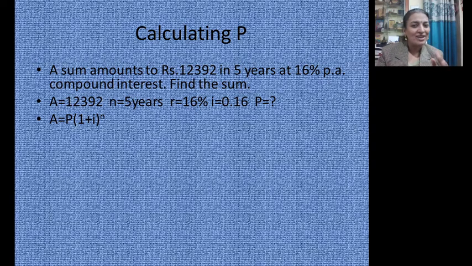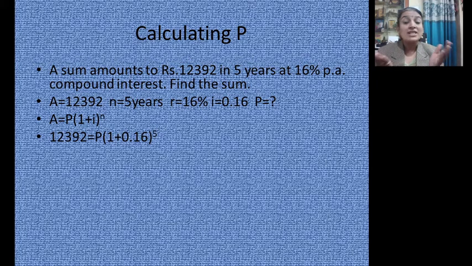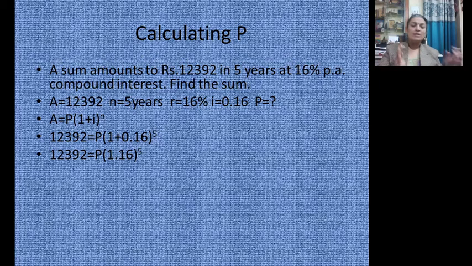What is A? That is 12,392. We have to write it. What is P? We don't know. So we are putting P as P only. Within the bracket 1 plus I, 1 plus 0.16 raised to the power of N, that is 5 years. Here what happens? 1 plus 0.16 means 1.16 raised to the power of 5. It should be multiplied by P. That's equal to A. That is 12,392.